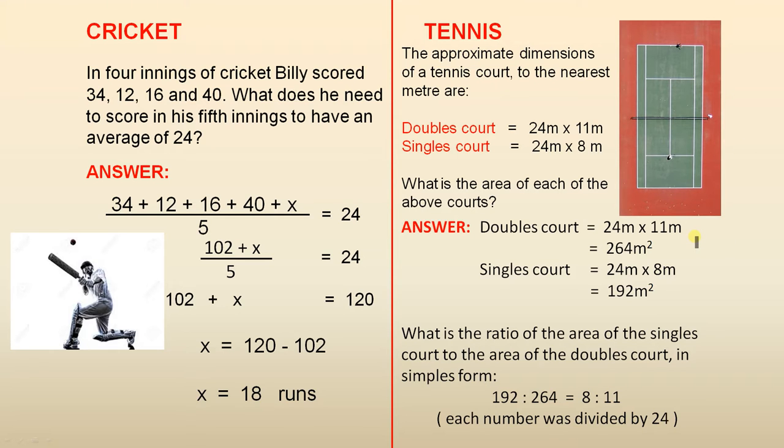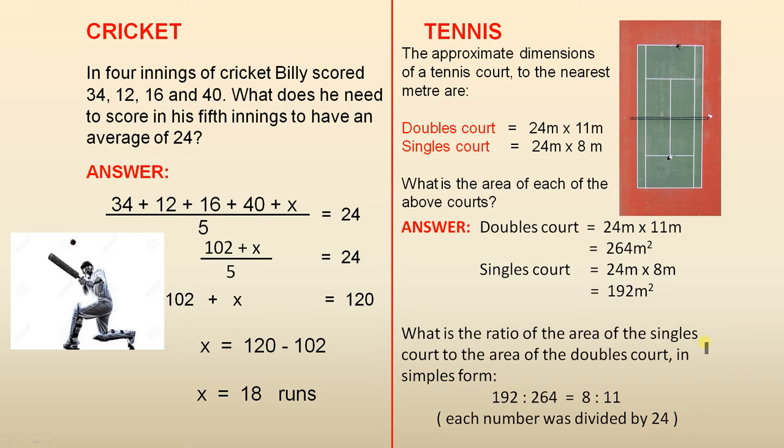Now, if we look at each of the above courts, they are just rectangles, and if you remember from my earlier video, the area of a rectangle is the length times the width. So for the doubles court, it's 24 metres by 11 metres, which is 264 square metres. For the singles court, we have 24 metres by 8 metres, which is 192 square metres.